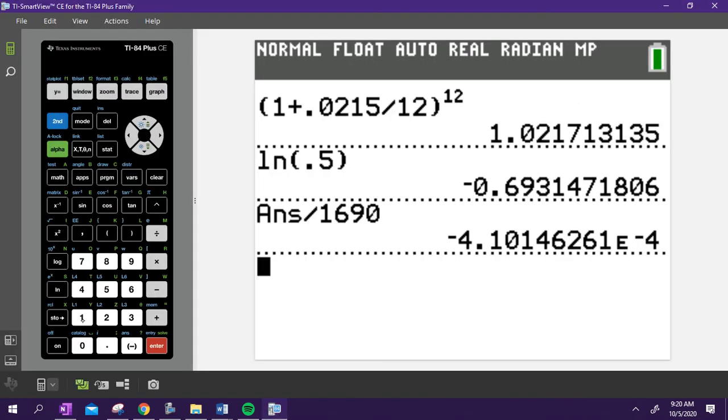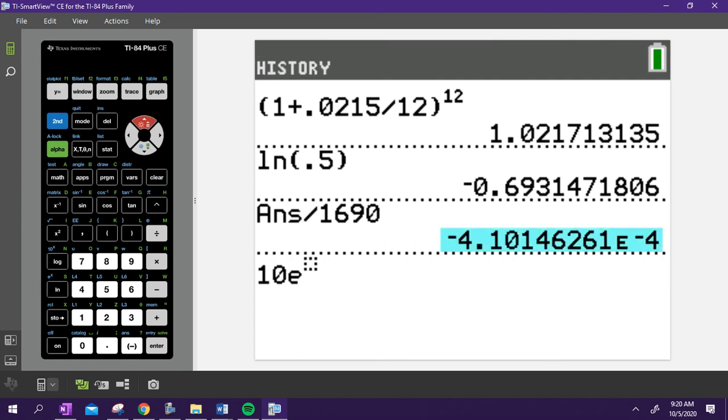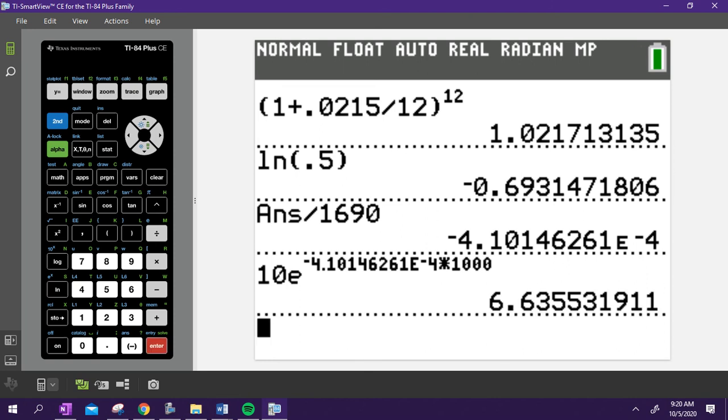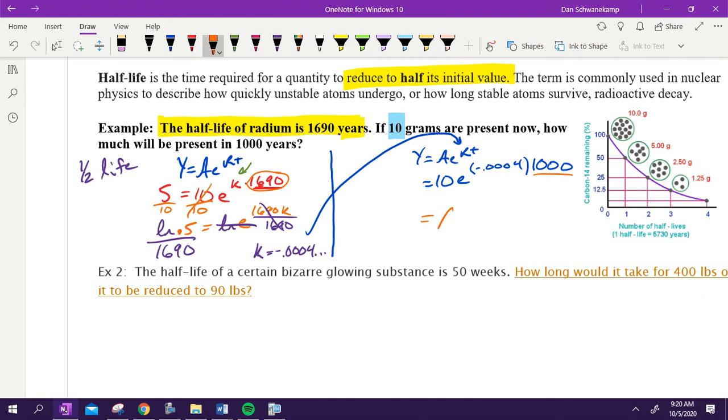But I'm going to type that in now. So it's 10 e to the k, I'm just going to highlight that thing, times t. And my t this time is 1,000. I type it in, I hit enter. I get 6.636. That's how many grams are going to be left after 1,000 years.